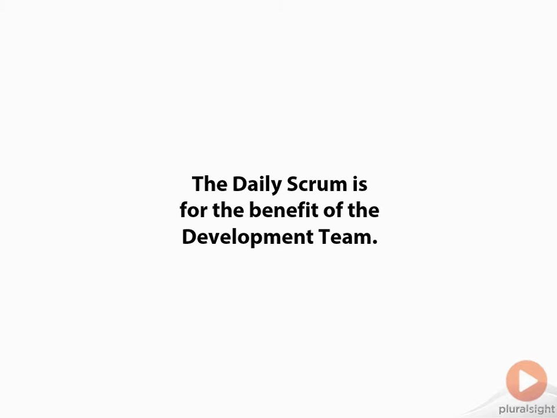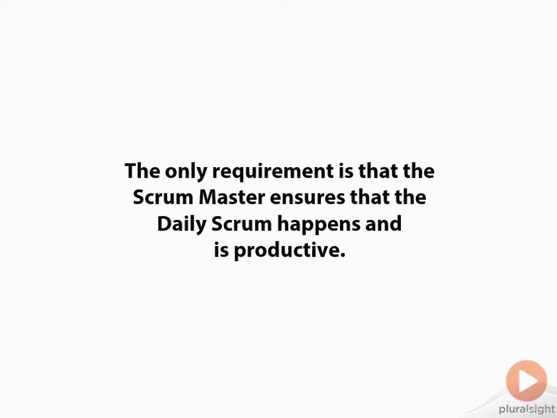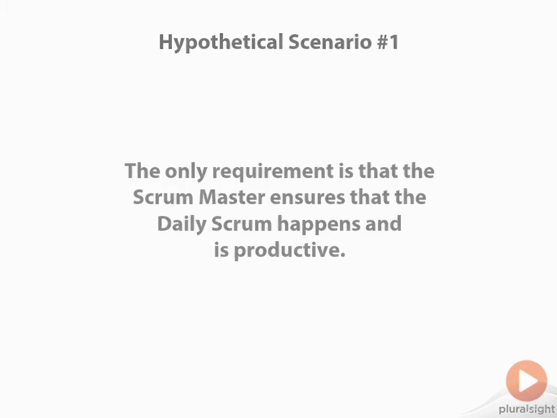The team is going to talk amongst themselves to figure out how they're doing towards meeting that sprint goal of the done working software at the end of the sprint. So the only requirement that the Scrum Master has in relation to the Daily Scrum meeting is that the Scrum Master makes sure that the Daily Scrum meeting actually happens and that it's productive. Why would you in any world not have the Scrum Master there? Well, let's talk through a couple hypothetical examples.